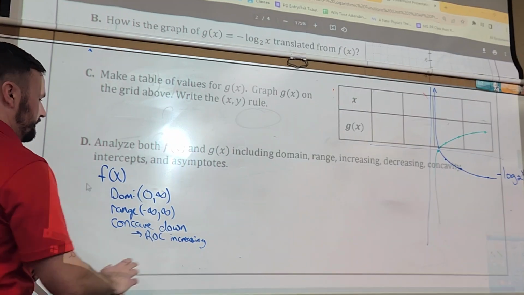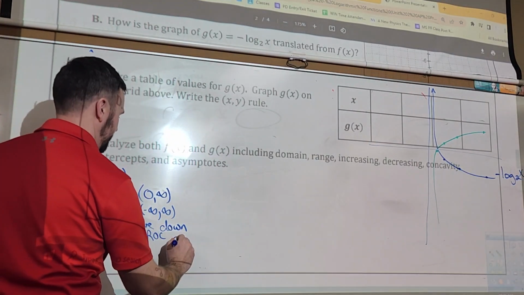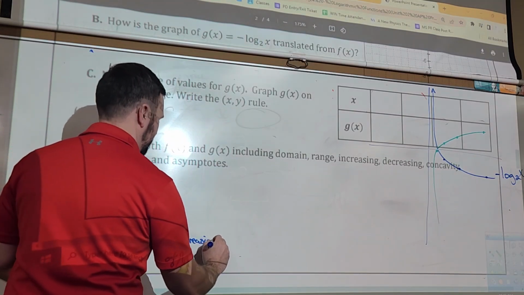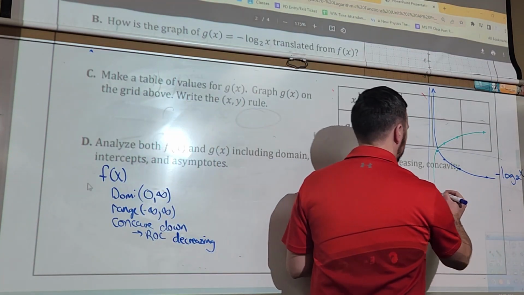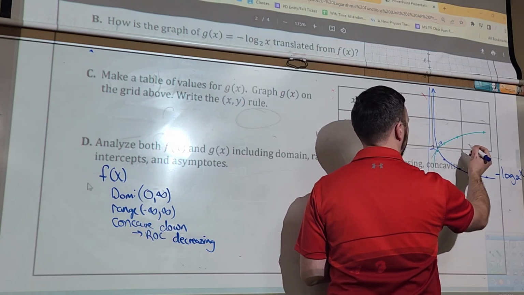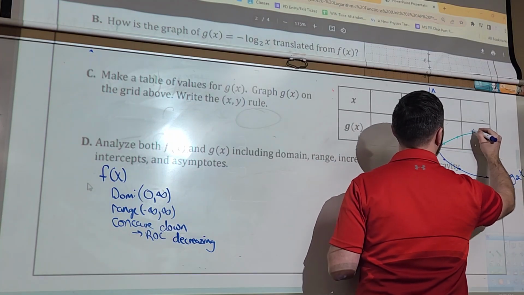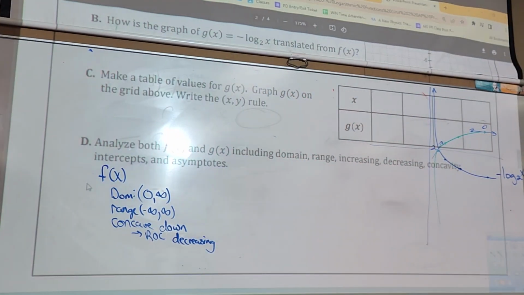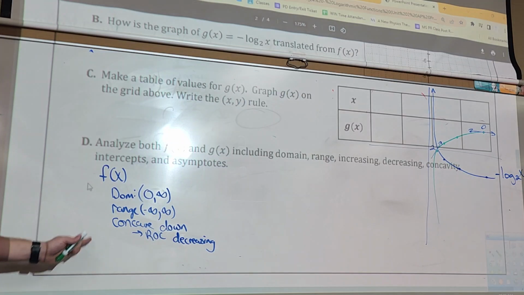Oh, wait, no, you guys said... no, guys, I said it right. It's decreasing. Guys, I keep looking at the blue one. Because think about this. What's my slope here? It's like what, 2? And what's my slope here? So what's happening to my slope? It's decreasing. Concave down, decreasing. Concave up, increasing.